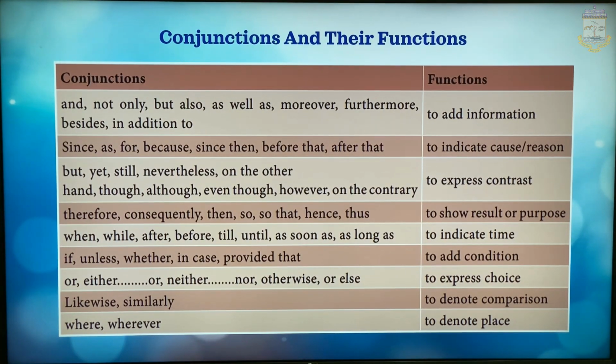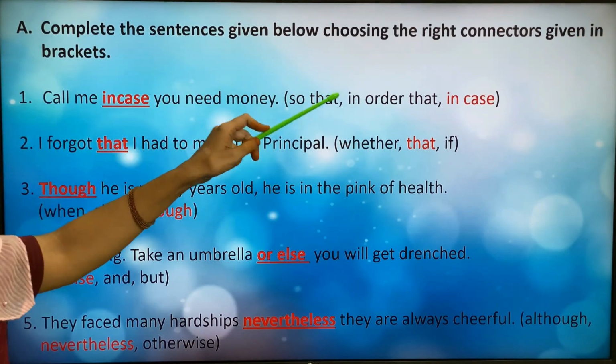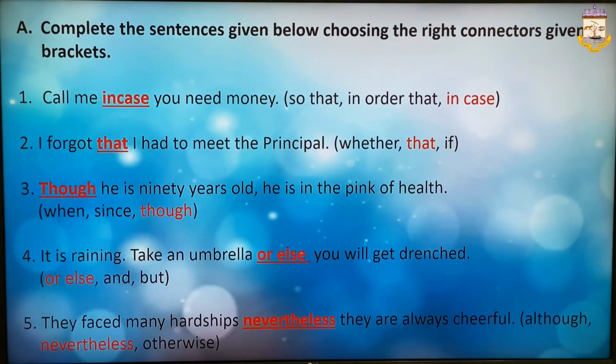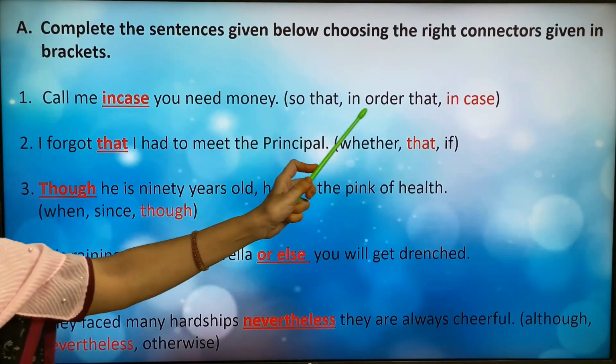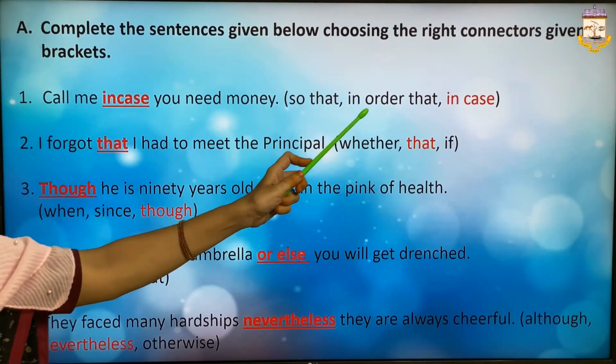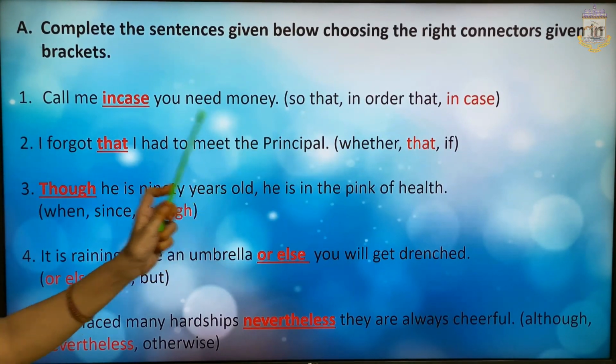Let's move on to your textual exercises on page number 104. Let's start with exercise A. Complete the sentences given below by choosing right connectors. I told you in the beginning itself, conjunctions are also called connectors, linkers or link words. So here you have to use the appropriate connectors. Call me dash, you need money. They have given you options. So that, in order that, in case. Call me in case you need money.